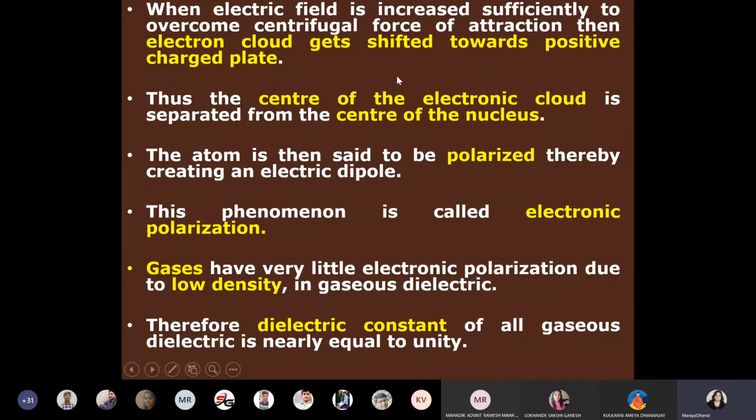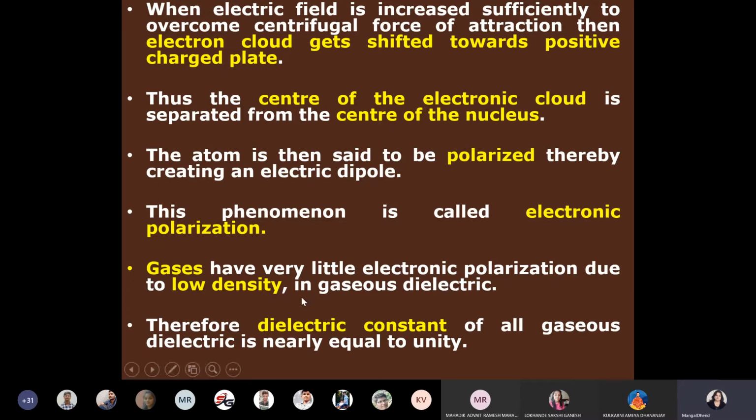It means the centrifugal force of attraction between the positive charge nucleus and the revolving electron has to be overcome. So that is required. This phenomenon is called electronic polarization, and you can see it in the case of gases, where the density is low. Why should density be low for such a polarization? Because the atom to atom distance is large.